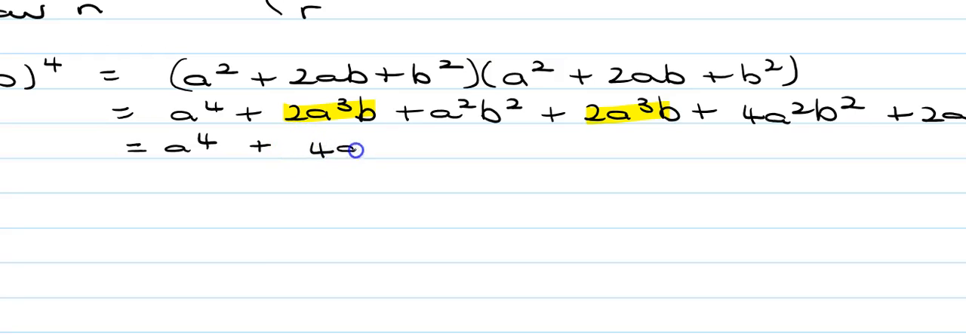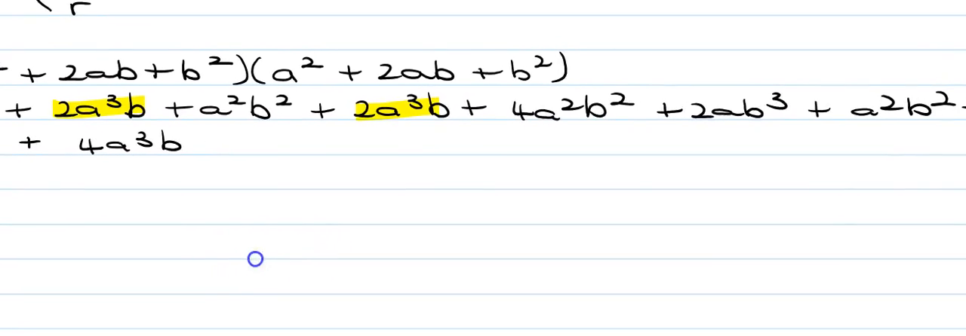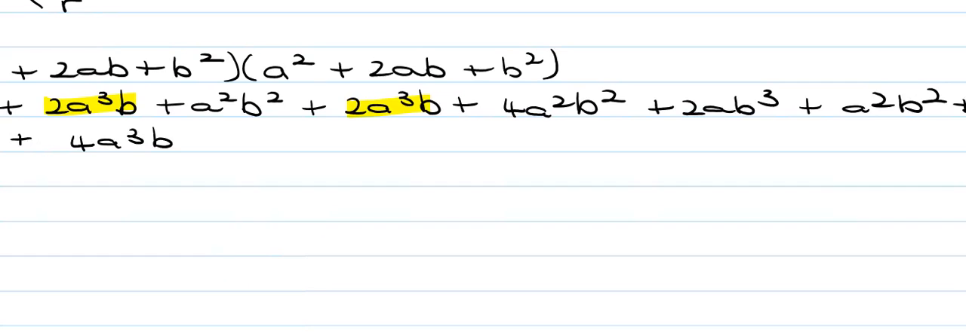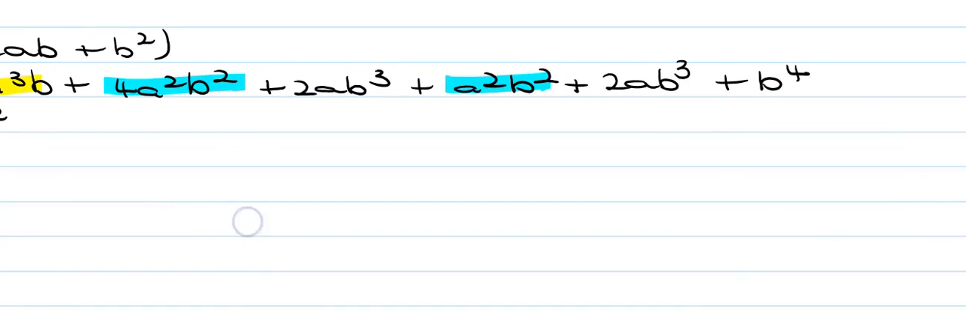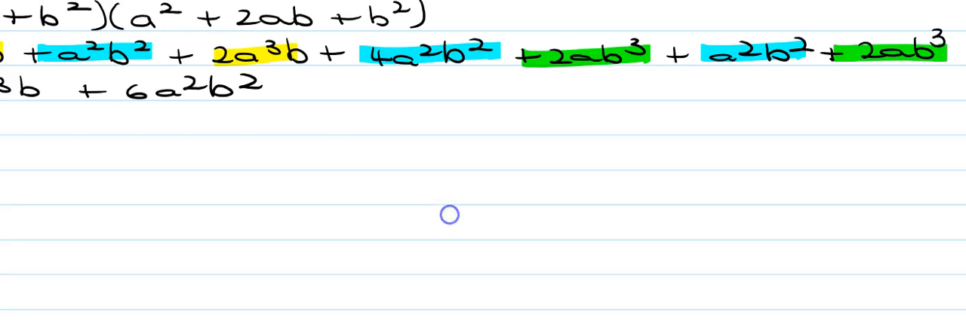so plus 4a cubed b, and let's highlight in a different colour. Let's see how many a squared b squareds. I've got one there, and one there. So that's 4, 5, 6 of those, so plus 6a squared b squared. And then finally, how many ab cubeds have I got? Let's use green for those. I've got 4 of those, so plus 4ab cubed, and then finally I've got b to the power 4.